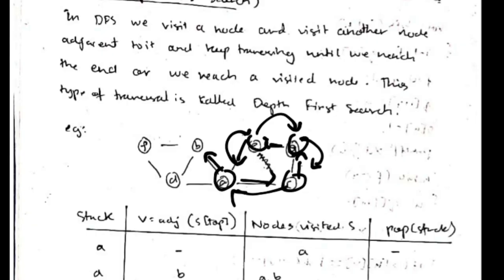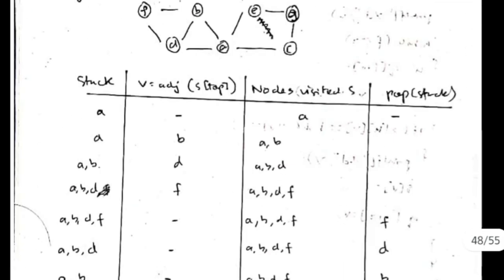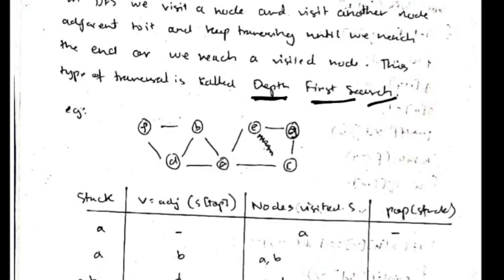Then we will do the same in the other way, like for B, then B to F. Like that we will travel all one at a time. That type of traversal is known as depth first search.